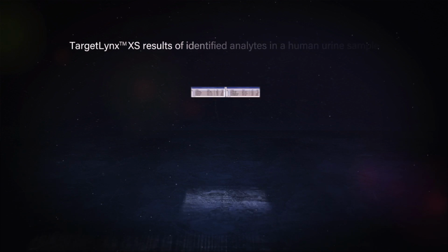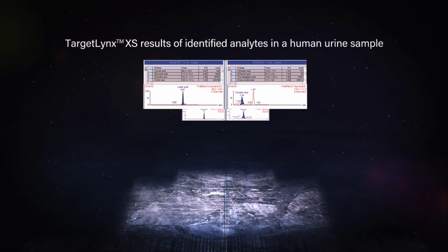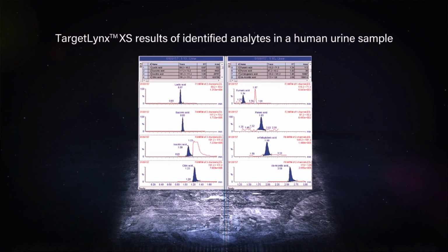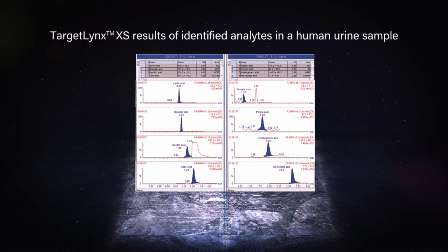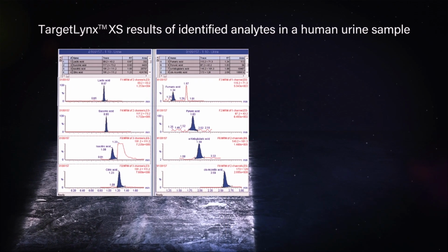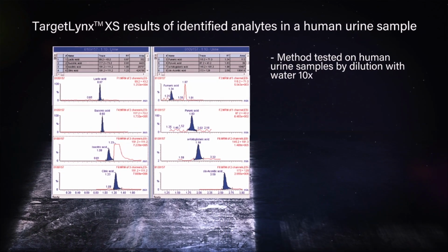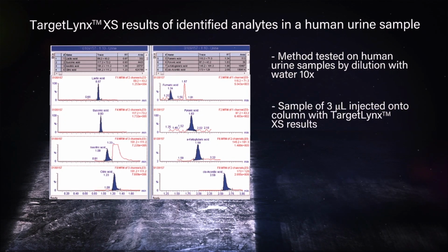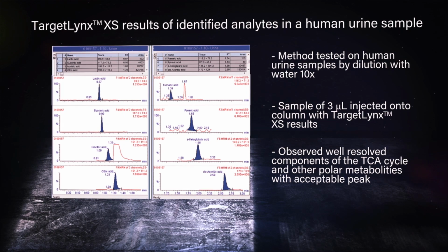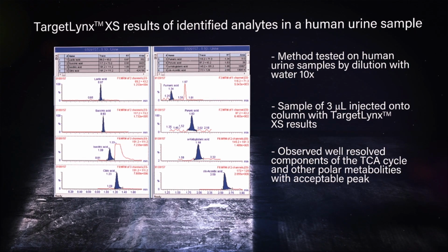All right, Carrie, so everything we looked at was neat standards. You know, everybody always wants to know, what does it look like with a real sample? We tested the separation in this method in urine. So what I did is I took a urine sample and I just diluted it 10 times with water, injected it on the column, and here's my results. So it really does work. It really works. That looks really good.